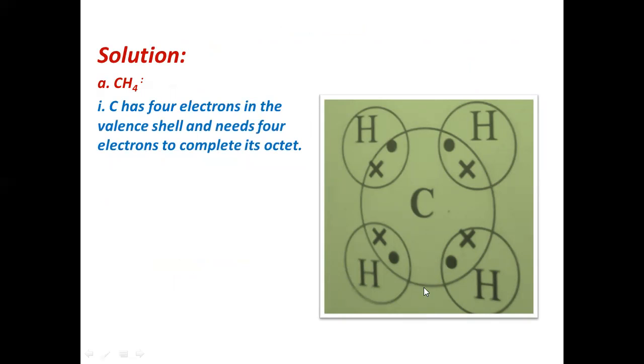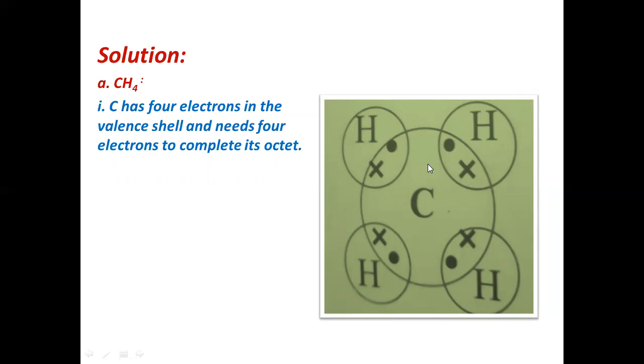Carbon has 4 electrons in the outermost shell. One more important thing which you have to keep in your mind is that while drawing the covalent structure, you have to draw only the outermost shell of that atom, like only the outermost shell of carbon, the outermost shell of hydrogen. While drawing the electron dot and cross structure for the ionic compound, we have to draw all the shells. But for covalent compound, we will draw only the outermost shell.